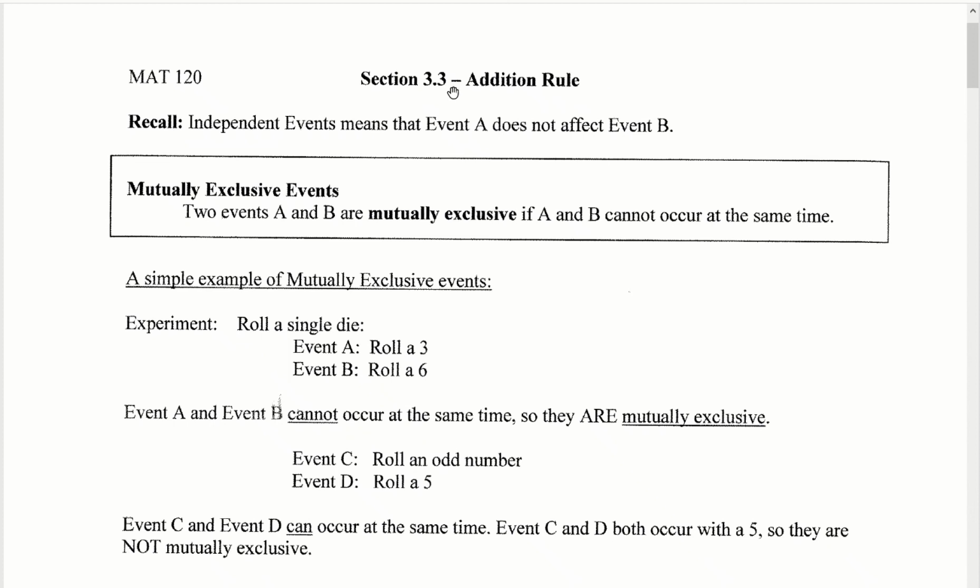In section 3.3, we're going to look at the addition rule. We've already had one important definition earlier in the section, and that was the definition of two events being independent. Recall that we said that two events are independent if the occurrence of one event does not affect the probability of the occurrence of the second event.